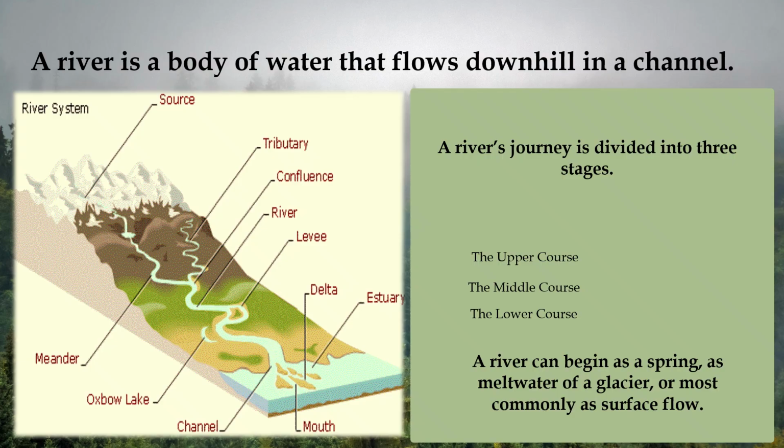A river's journey is divided into three stages: the upper course, the middle course, and the lower course. A river can begin as a spring, as meltwater of a glacier, or most commonly as surface flow.